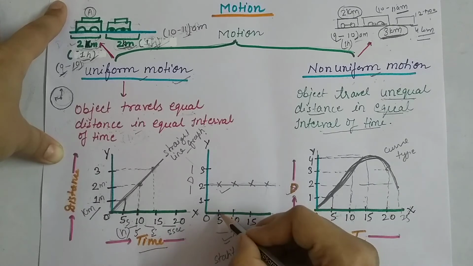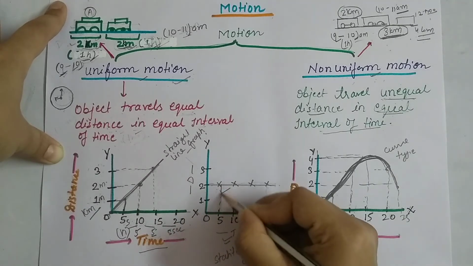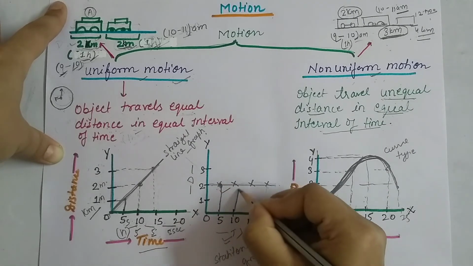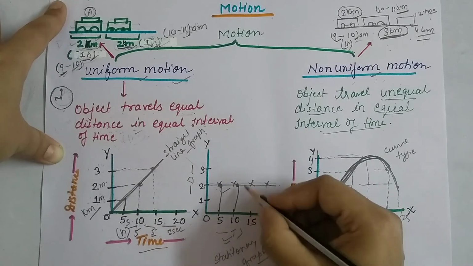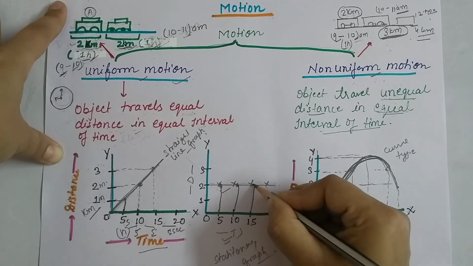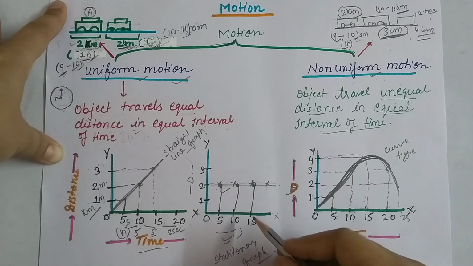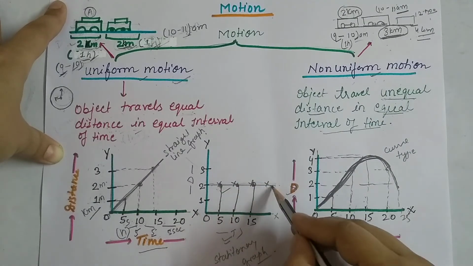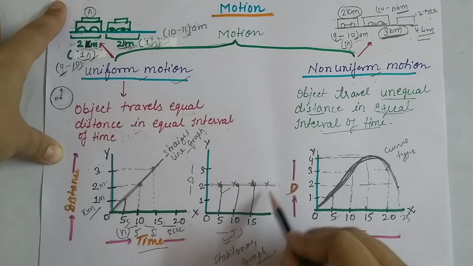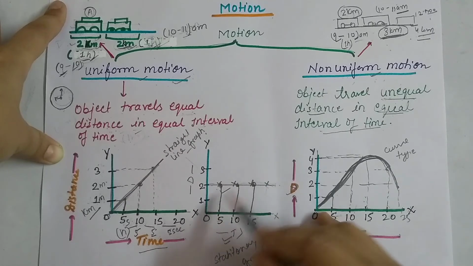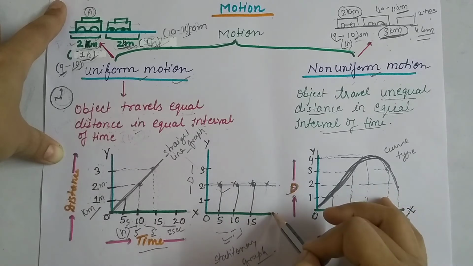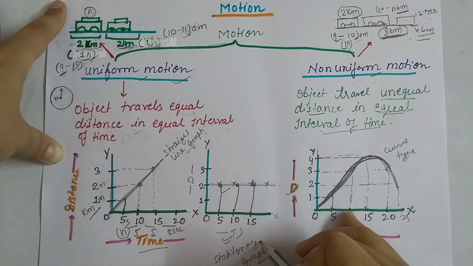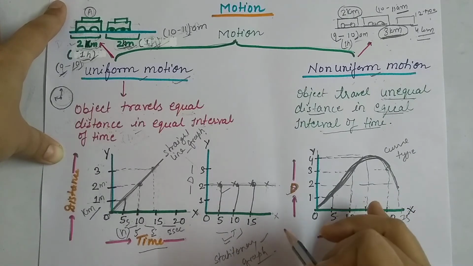So you are able to see that at 5 seconds the object is at 2 kilometer. At 10 seconds you see the object at the same 2 kilometer. At 15 also the object is at the same 2 kilometer. So there is no change in the position of the object, means the object is at rest or in a stationary position.